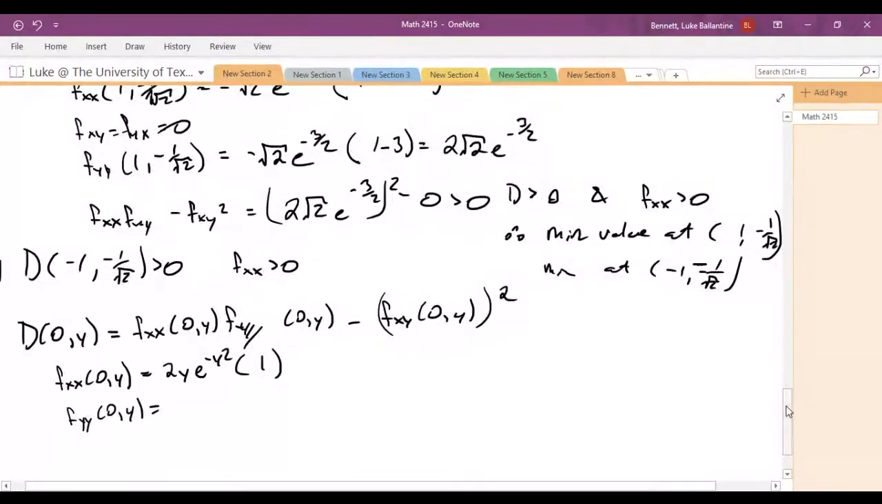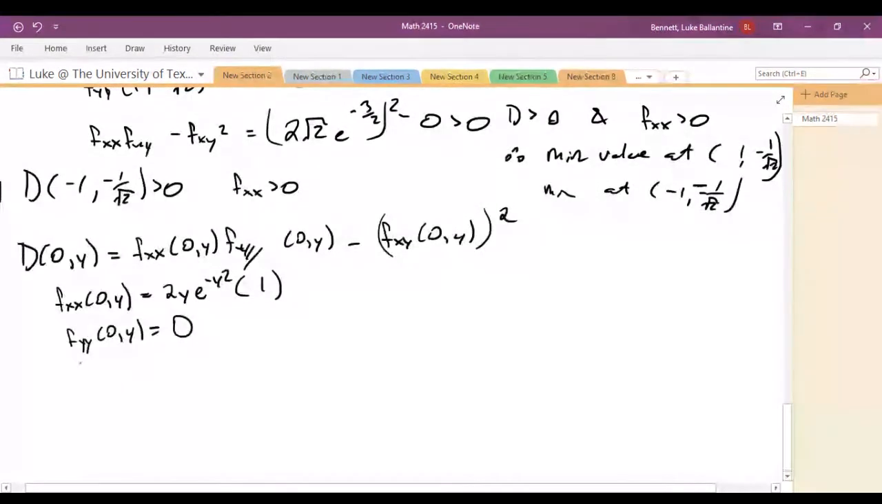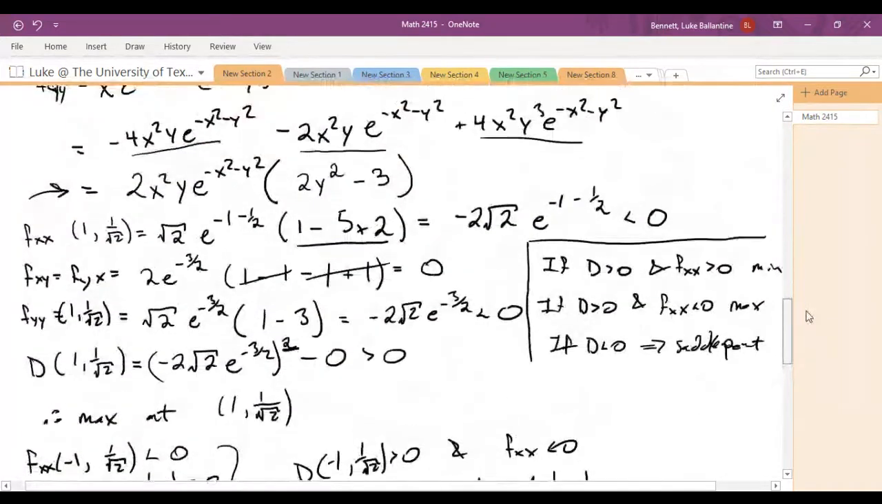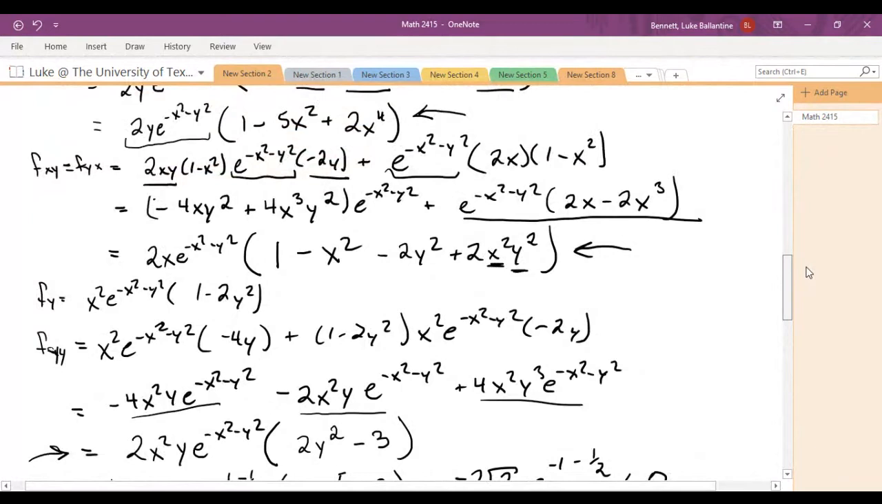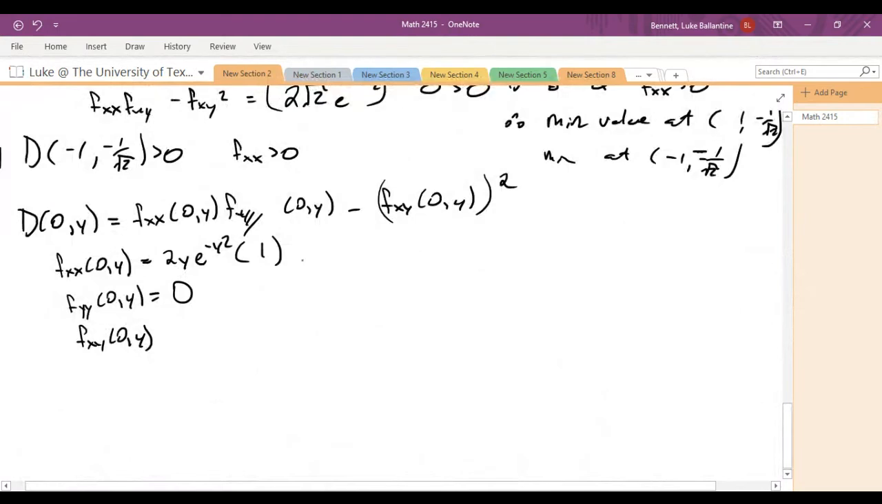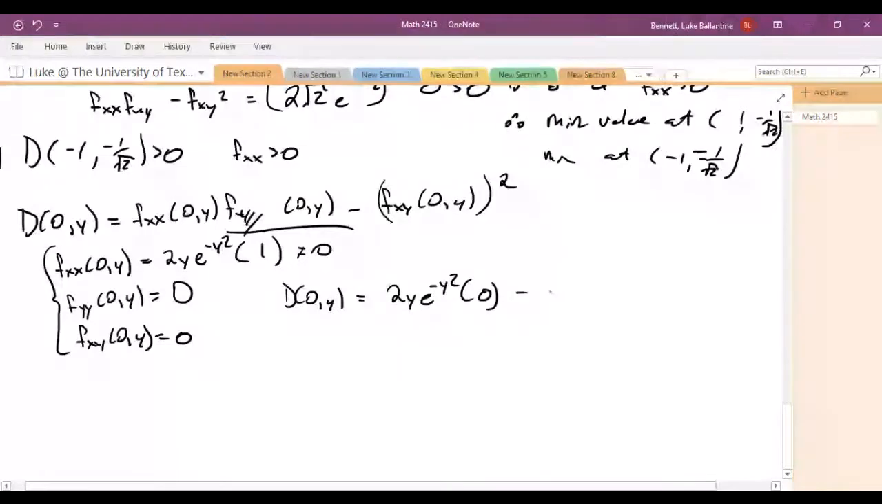Fyy at 0 comma y is, you see, we get 0 here. It's probably some silly mistake I'm making. Fxy, let's see. And we get 0 there too. Oh, I'm dumb. Yeah, okay. This is non-zero, but these two are 0. And so when we plug it into this formula, we get D of 0 comma y is equal to 2y e to the negative y squared times 0, which is fyy, minus 0 squared. This is obviously 0.